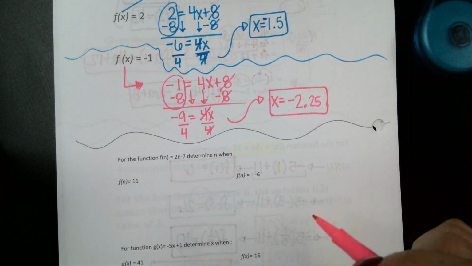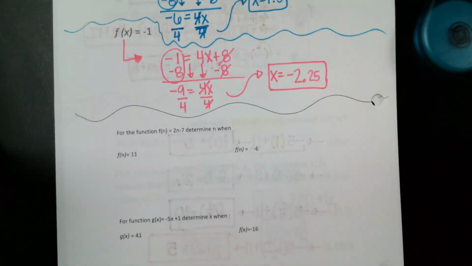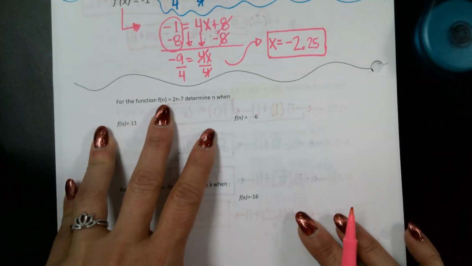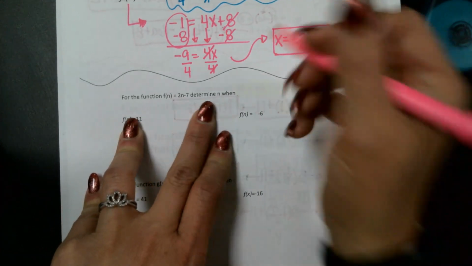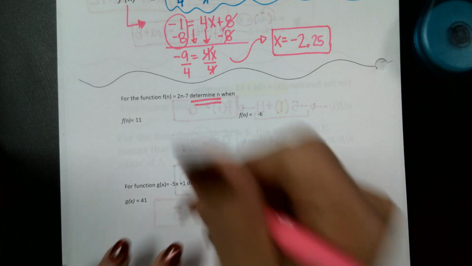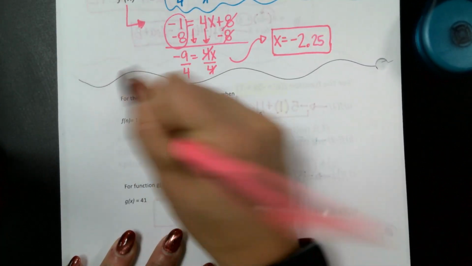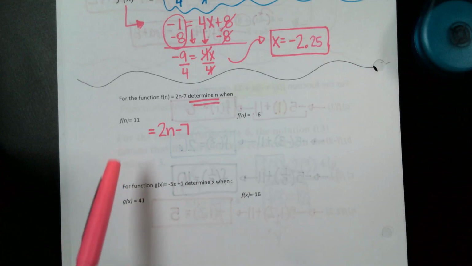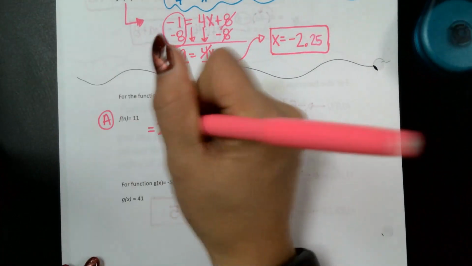The hardest part of these problems is just figuring out, is it a plug and chug or is it a two-step equation? Okay, so when you look down here at the bottom, it says for the function f of n equals 2n minus 7, determine n. They are telling you you are solving for n, which means the 2n minus 7 better stay 2n minus 7. Okay, so I'm going to write 2n minus 7 on the right. What goes on the left? What number did they tell us? 11. So we're going to put an 11 right there.